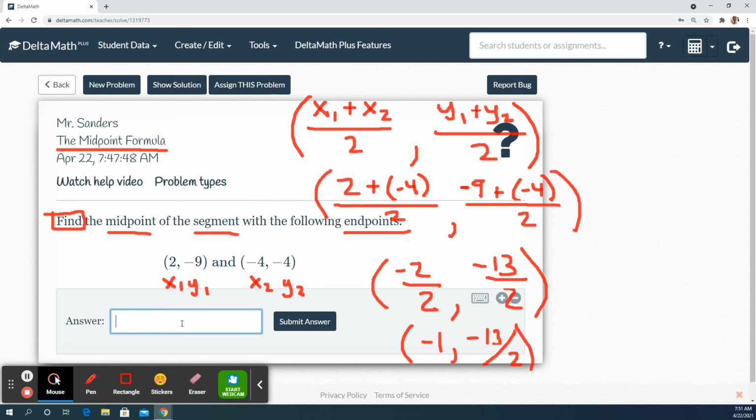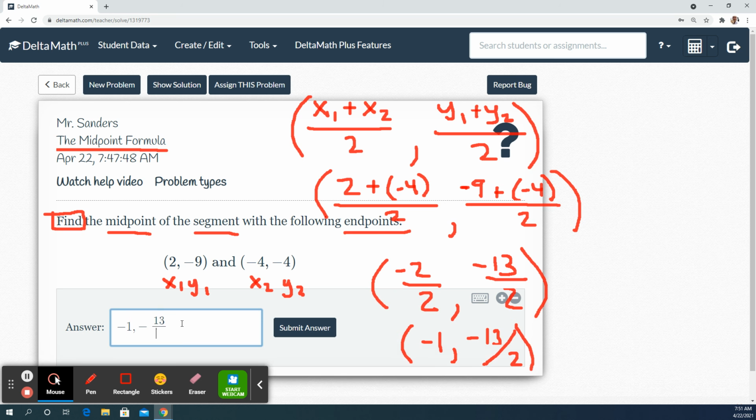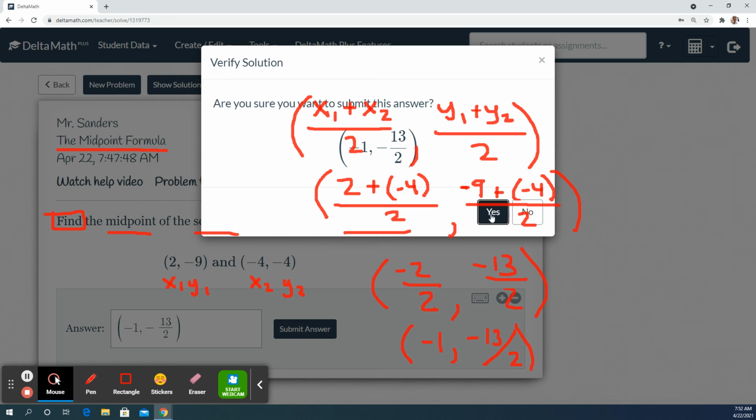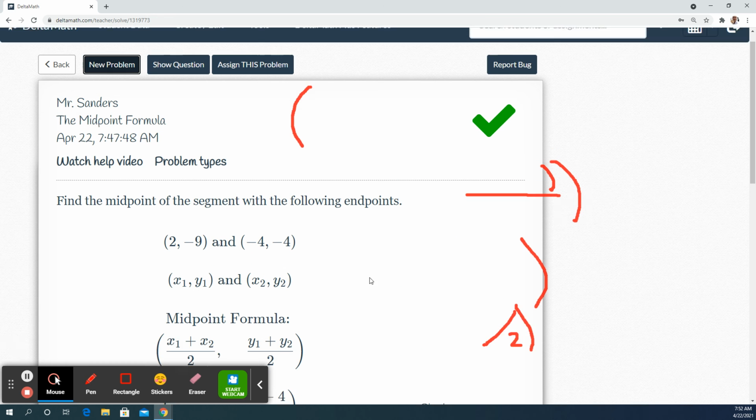We got negative 1, comma, negative 13 divided by 2. Do we need parentheses? Yeah, that looks like that's what we need. So I just added parentheses there, and that should do it. So let's just confirm negative 1, comma, negative 13 over 2. And we got it right.